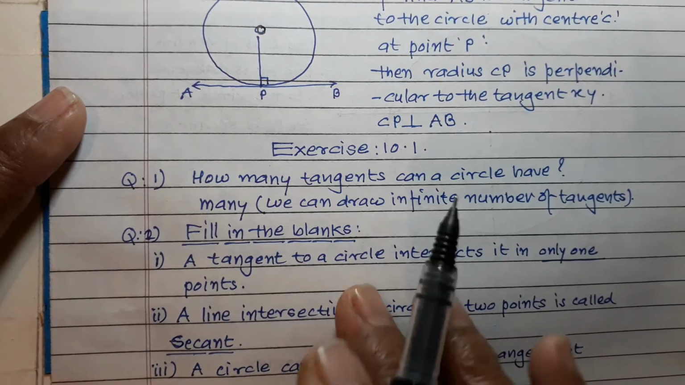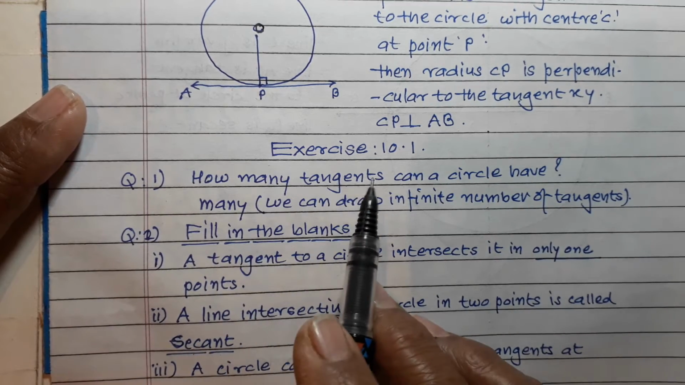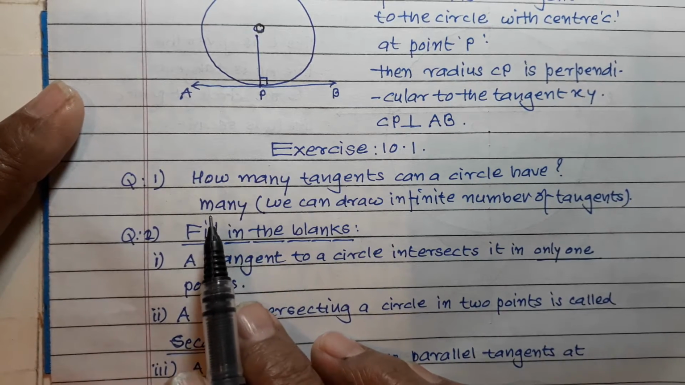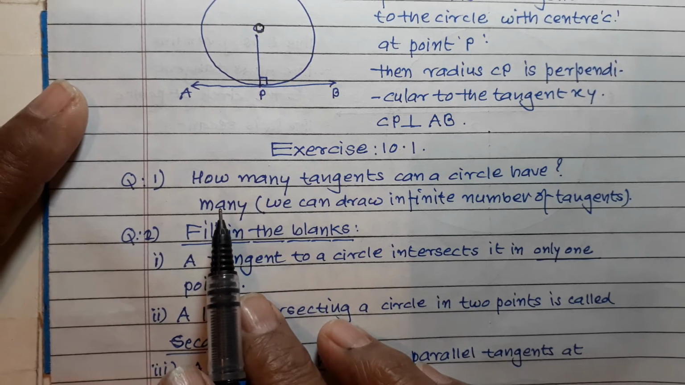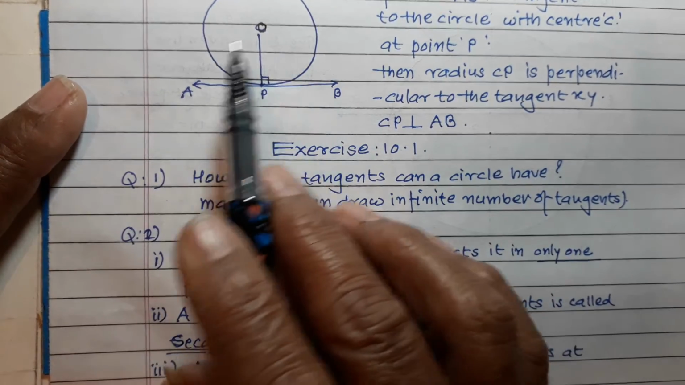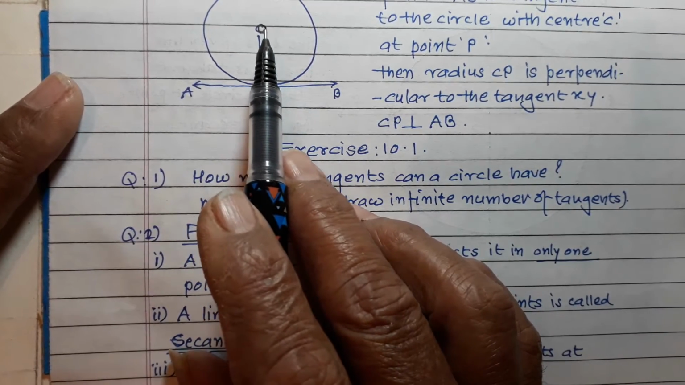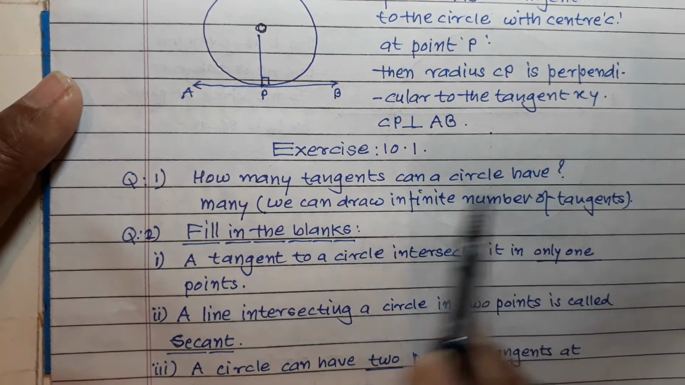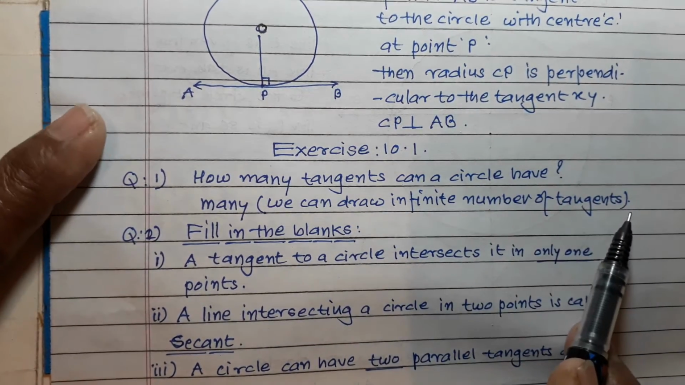Now, very basic questions are here. Try to understand. Question number 1. How many tangents can a circle have? You can draw many tangents, because a circle is a locus of points in a plane which are equidistant from a single point O. So how many tangents can a circle have? Many, or we can draw an infinite number of tangents.